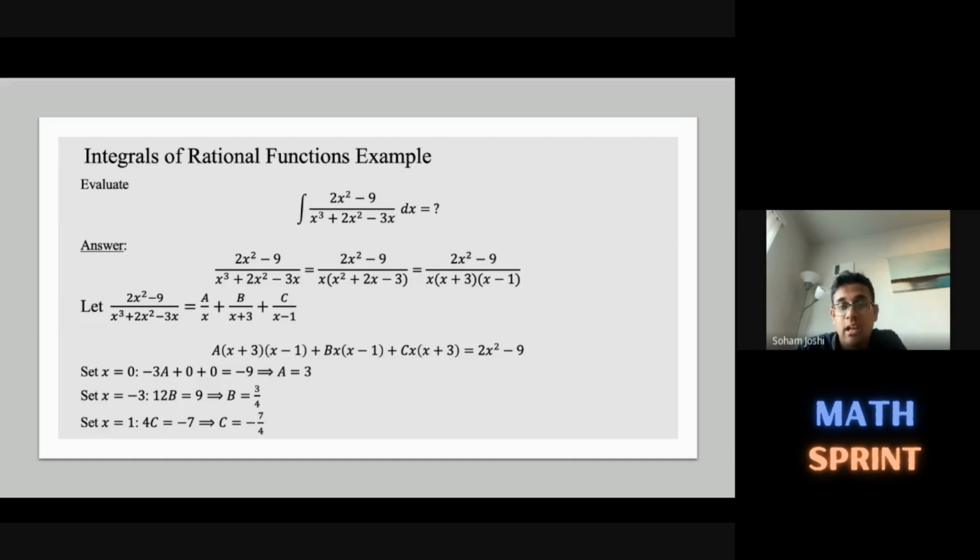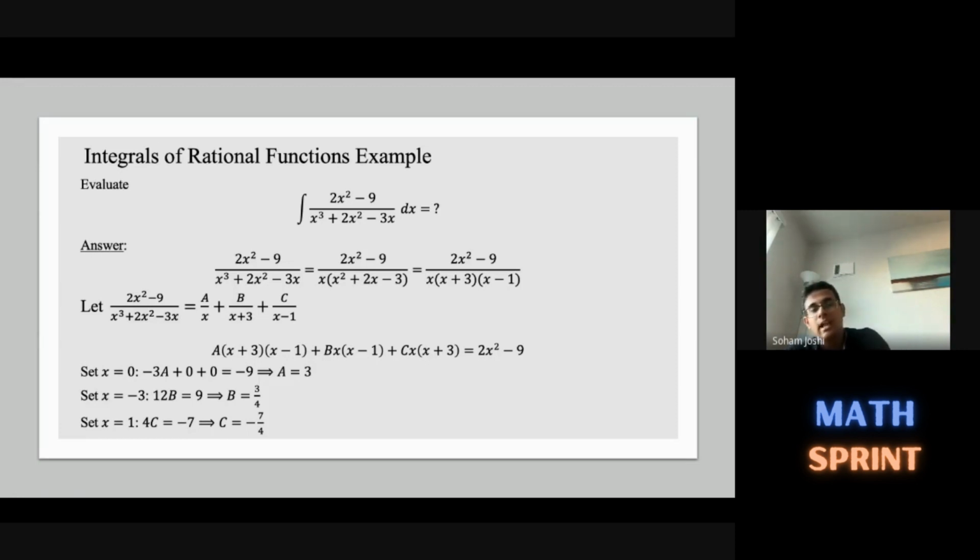I choose to take a scenario where x is equal to 0. I substitute this value into the equation here. Plugging in x equals 0 allows me to eliminate most of the terms. That's convenient, and I can figure out that A is equal to 3. Then I choose to set x equal to minus 3. I substitute this into the equation, and it allows me to eliminate most of the terms, and I can figure out that B is equal to 3 by 4.